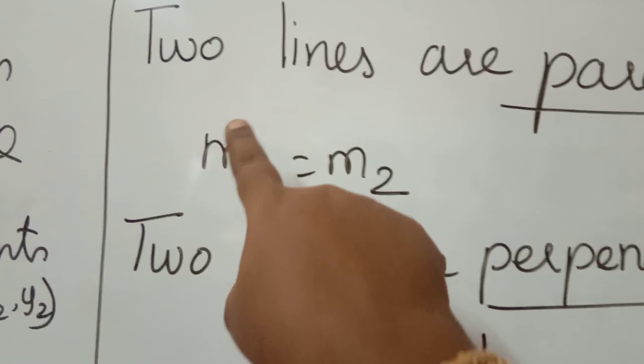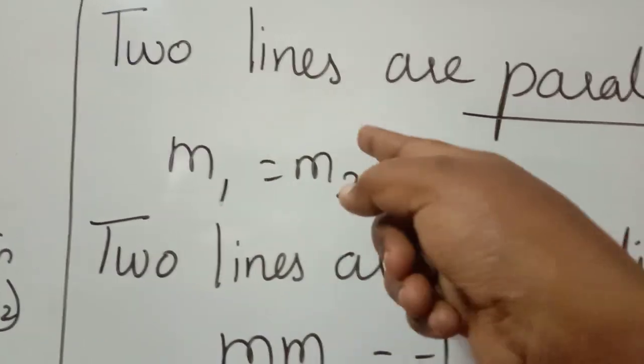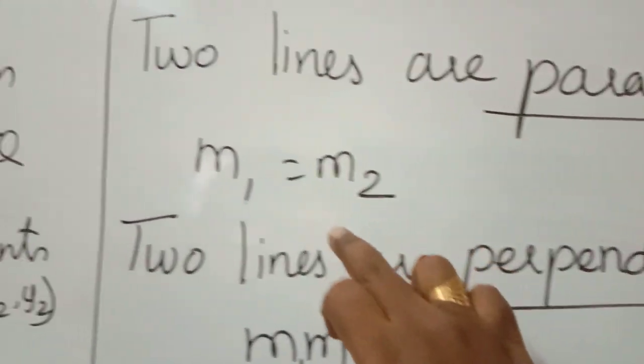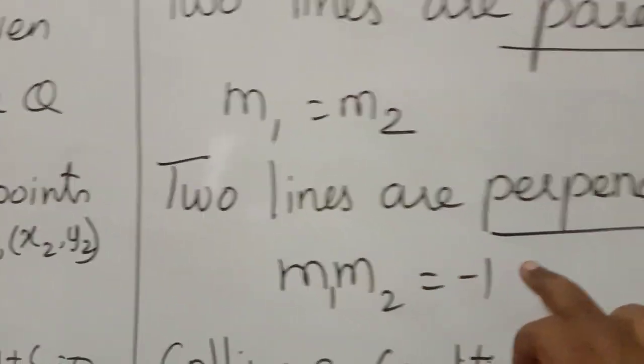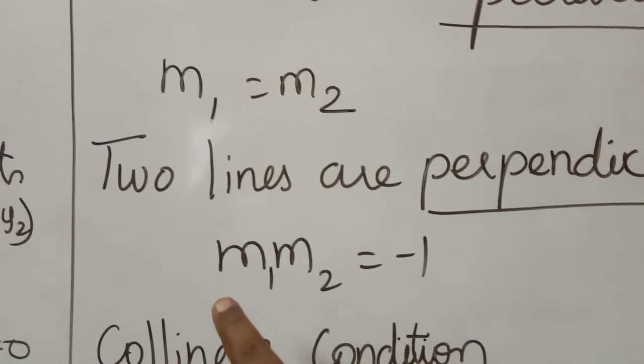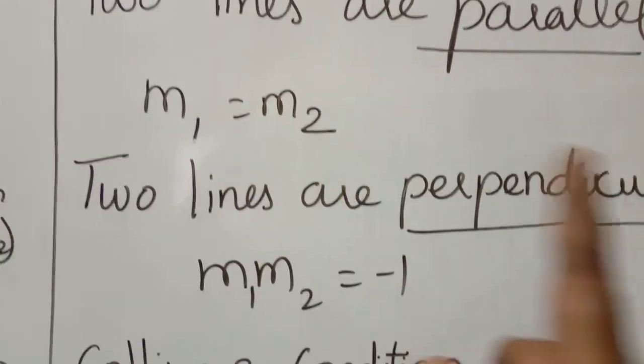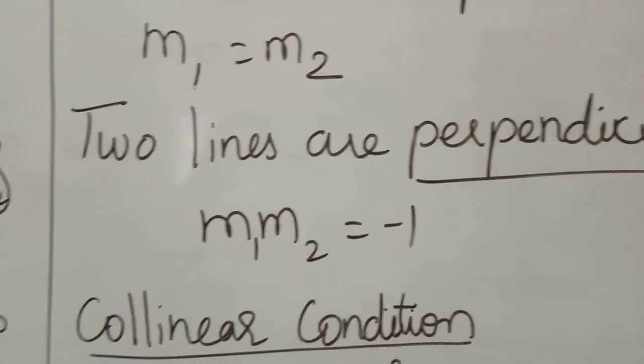For two lines, for the first line the slope is m1. For the second line, the slope is m2. So the parallel condition: m1 is equal to m2. If two lines are perpendicular, the condition is m1 into m2 is equal to minus 1. So parallel, m1 equals m2; perpendicular, m1 into m2 equals minus 1.